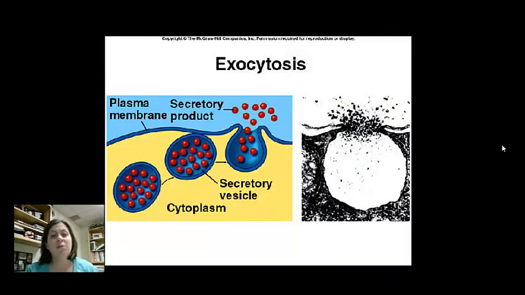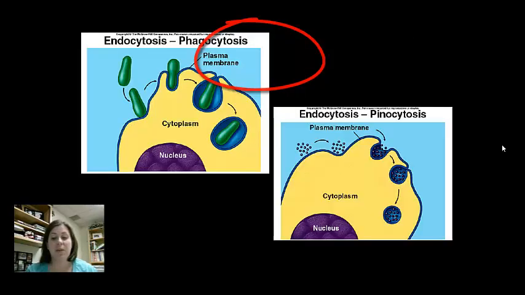Also, there's going to be a short answer that's going to have a picture of either exocytosis or endocytosis. And it's going to say, is the following exocytosis or endocytosis? If the molecules are exiting like you see here in this picture, please pick exocytosis. If they're entering, like you see here in these two pictures, this is endocytosis.